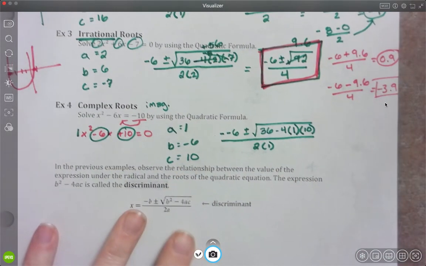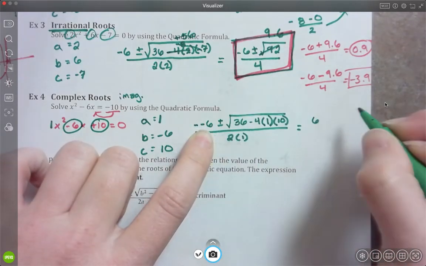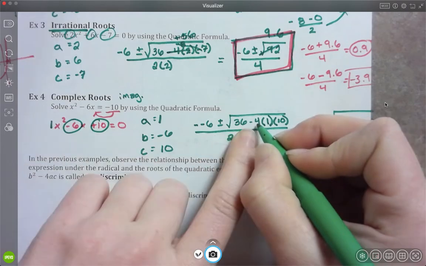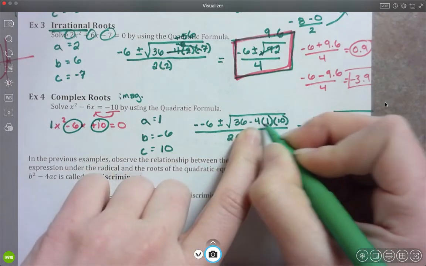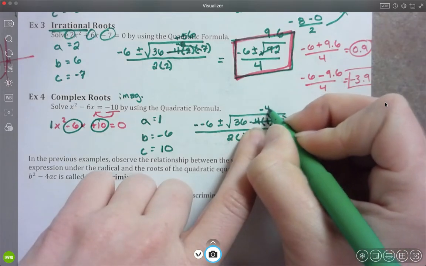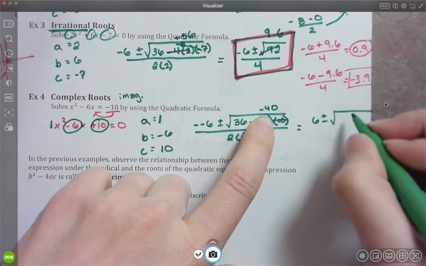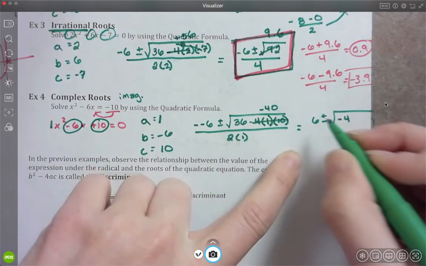All right, so let's simplify. Negative 6 is positive 6, plus and minus. Let's simplify the stuff on the inside, so I deal with this part first. Negative 4 times 1 times 10 is going to be negative 40. So I have 36 minus 40, which is going to be negative 4, all over 2 times 1, which is 2.